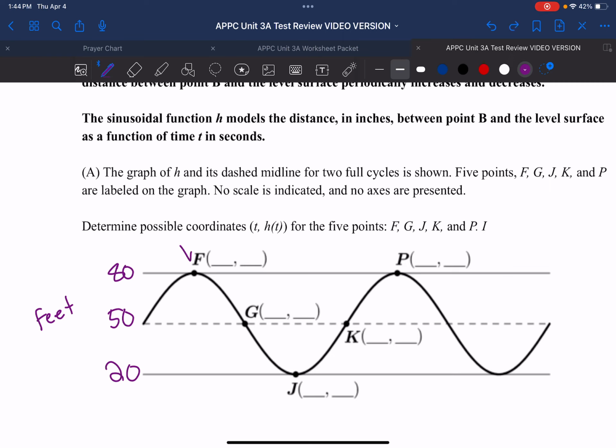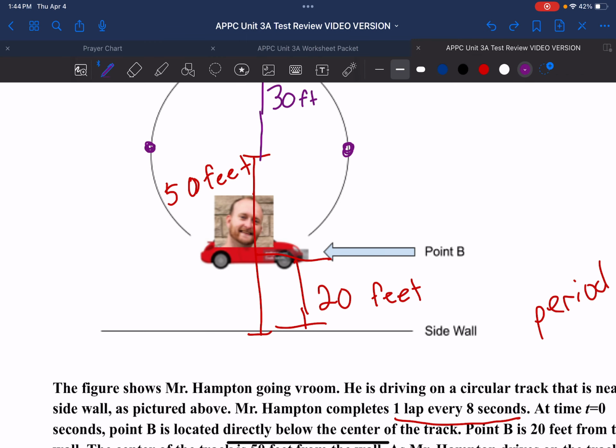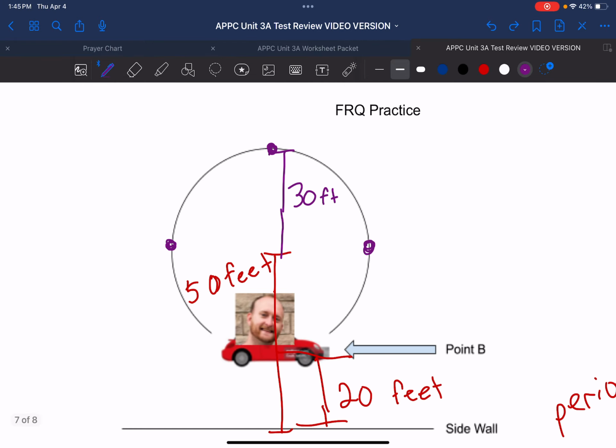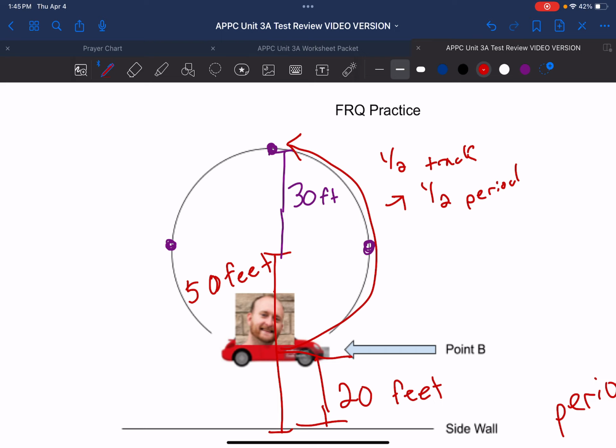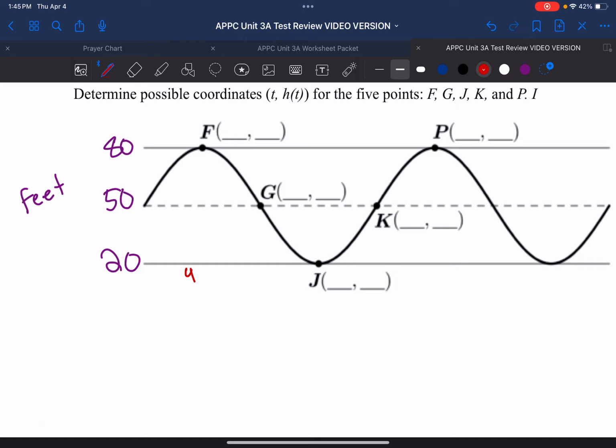And then for point F, remember, you got to think, do I start at 0 or do I not? Well, in this case, I am 20 feet at point B at the starting point. But point F starts at 80. So the first time I'm going to be 80 is after I rotate to this point. Okay, I went half my track. So I've went half a period. So half of my period would be 4 seconds. This is in seconds.